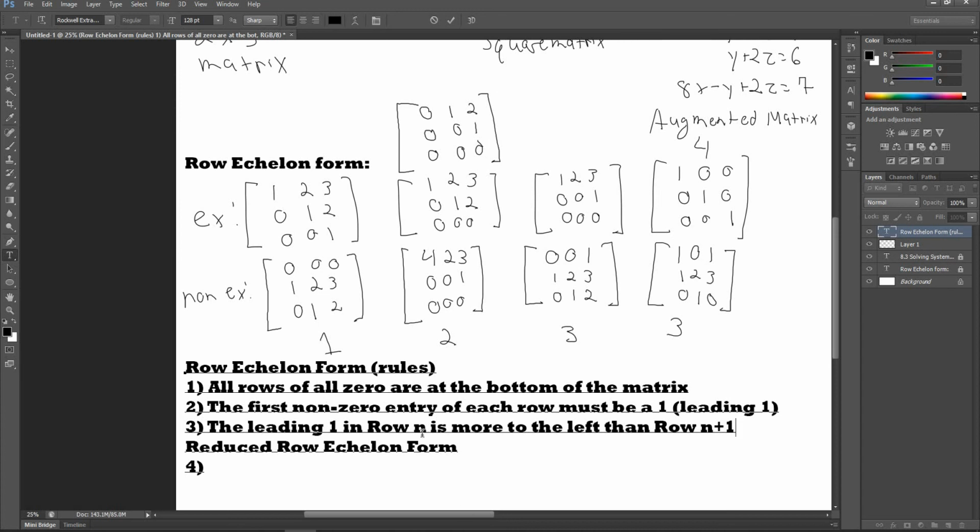So the leading 1 in row 1 is more to the left than row 2. In this first example, that's not true. My leading 1 in row 1 is in column 3, but that's to the right of row 2, so that's why this one fails. In this one, the leading 1 in row 1 is in the same column as row 2, so it fails because it has to be more to the left, not equal.